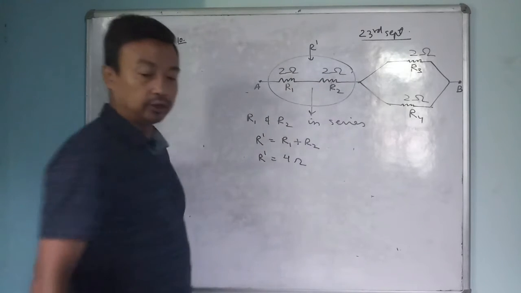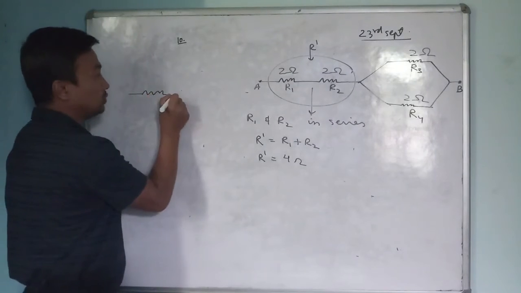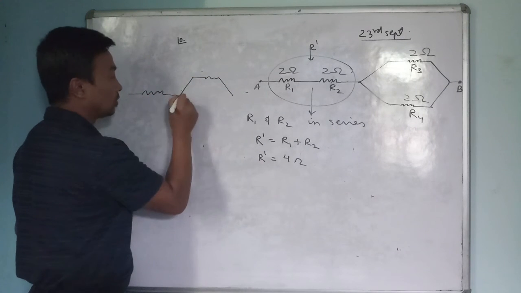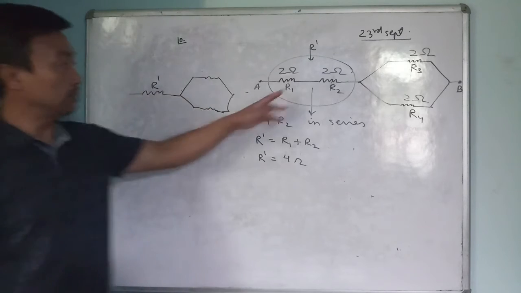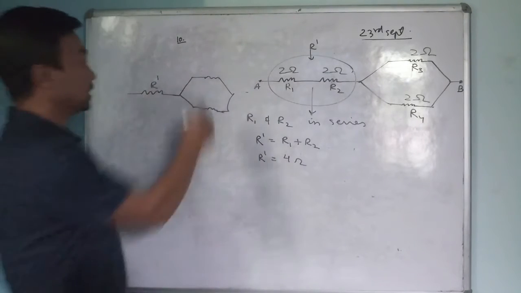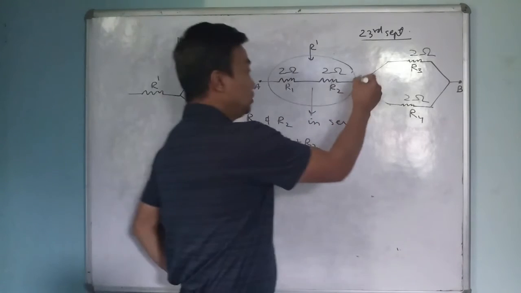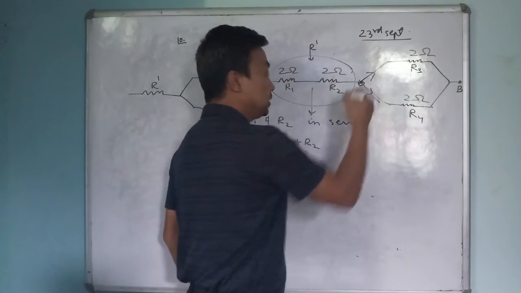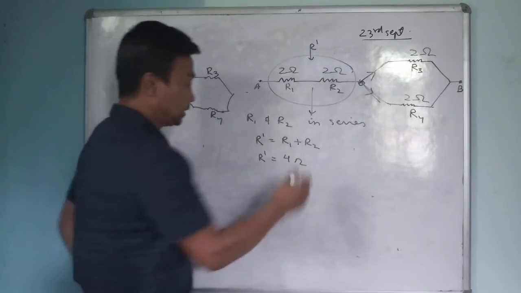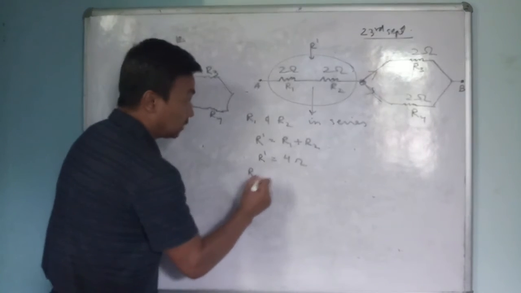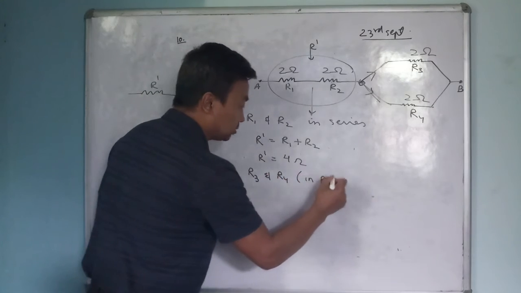So now see what happened here: these 2 resistors are combined. This has become R dash. So we have reduced these 2 into 1. Now only 3 are left here. Now when you reach here, the current is splitting into 2. That means R3 and R4 are connected in parallel.